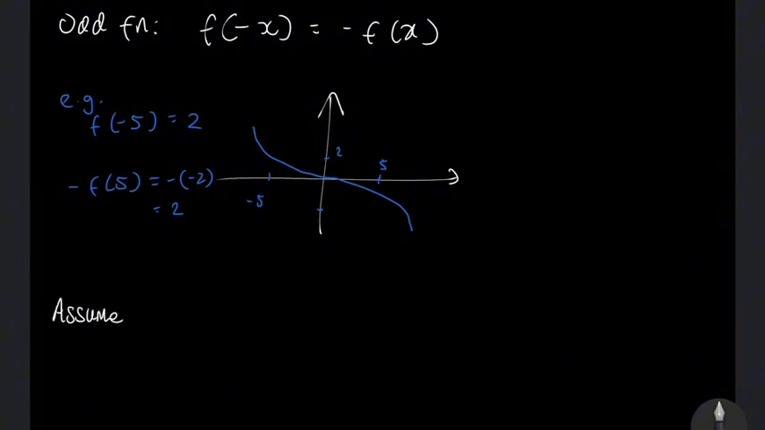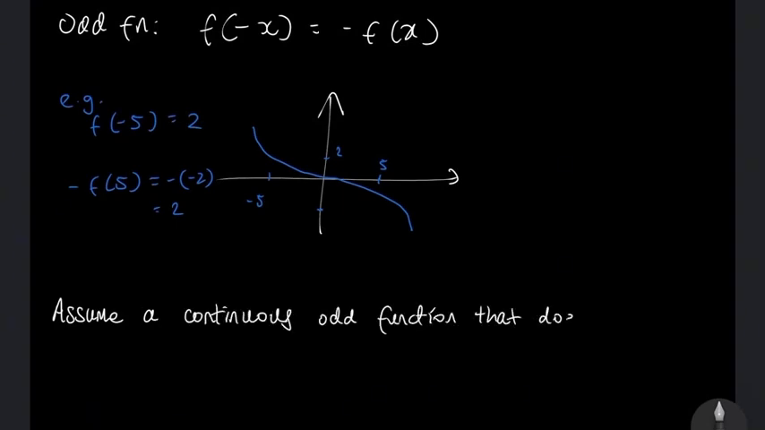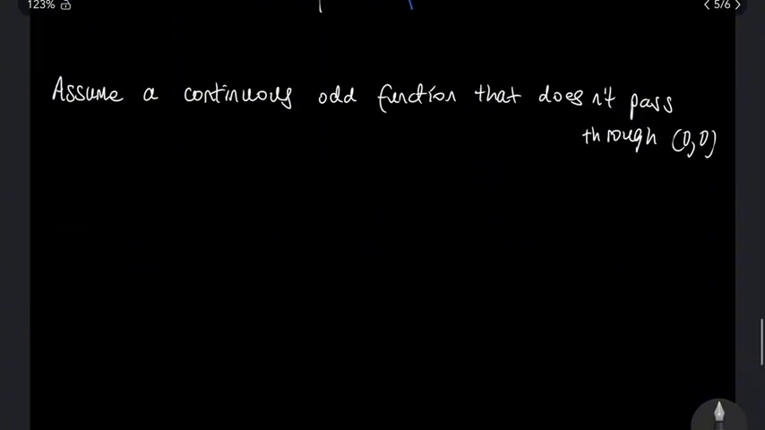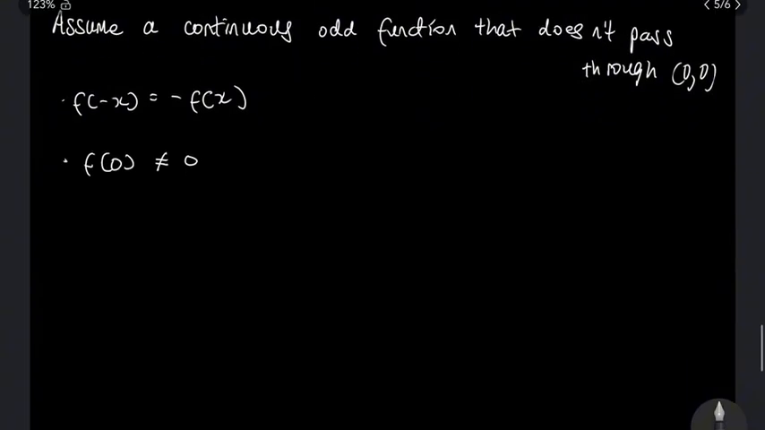So we're going to assume that there is a continuous odd function which does not pass through the origin, or in other words, f(0) does not equal 0. Now we know two specific things about this function: that f(-x) = -f(x), since it's odd, and that the value the function outputs at x = 0 is not 0. To make an odd function that follows these rules, let's say for example, f(0) = 5.